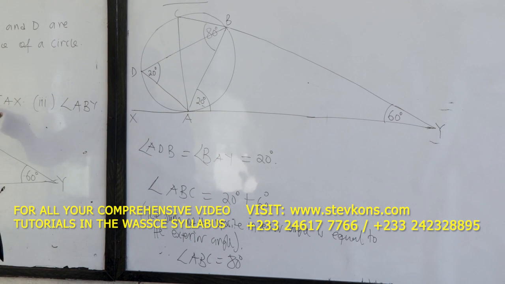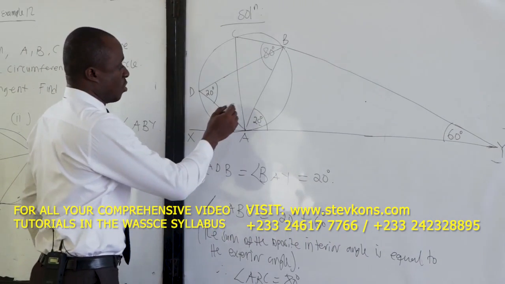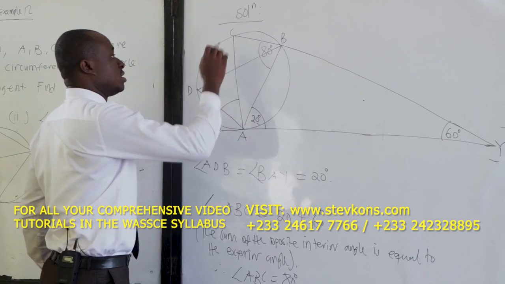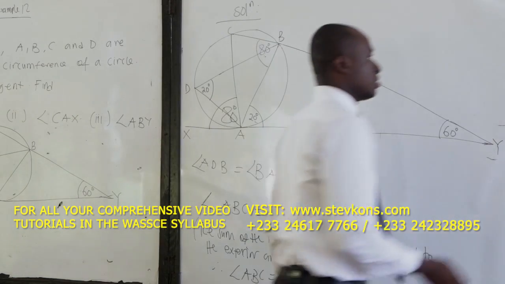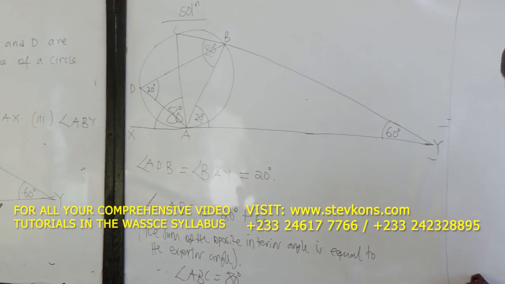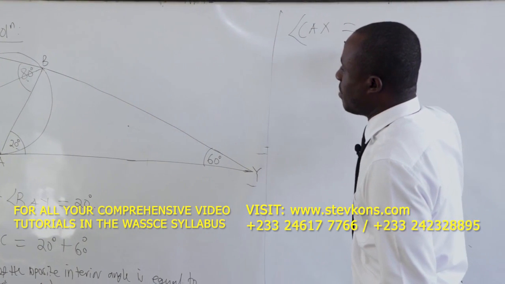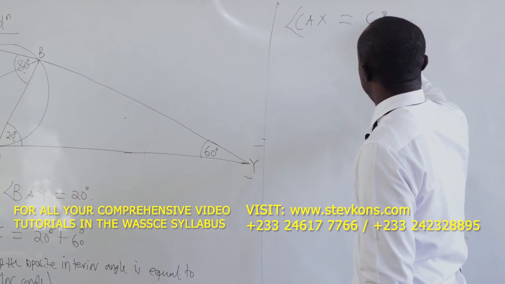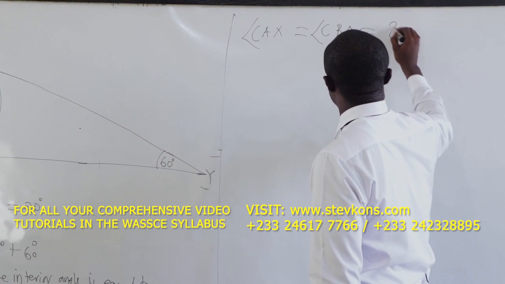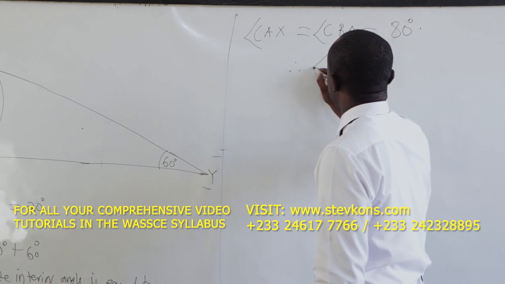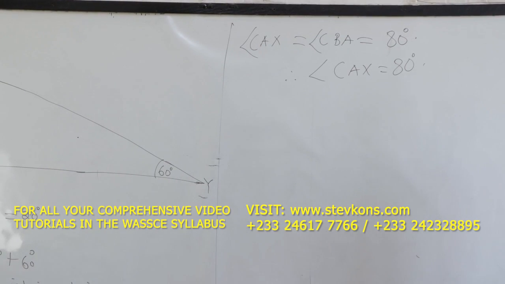Now the second one says CAX. Let's see. CAX. Now, CA is a chord, and this chord is making an angle of 80 degrees. It means that this one is 80 degrees. So the other part too, CAX is the same as CBA, and this is equal to 80 degrees. Therefore, CAX is equal to 80 degrees.